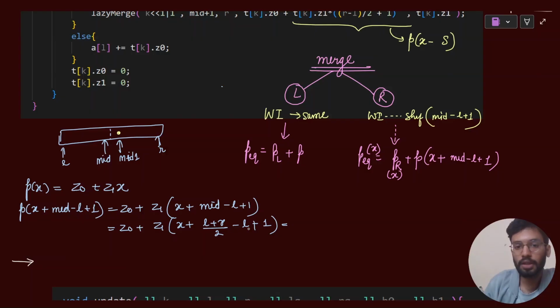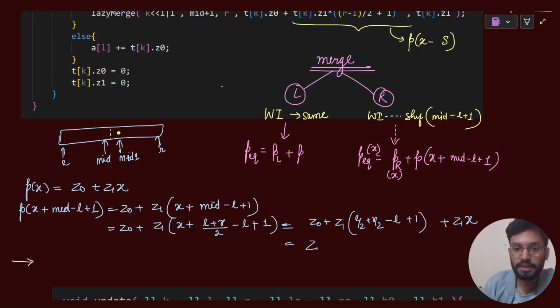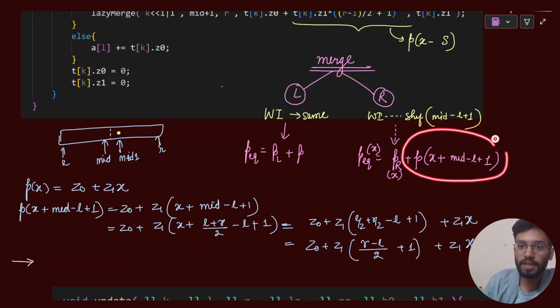So I will separate the x terms and the constant terms. So I would get z0 plus z1 into L by 2 plus r by 2 minus L plus 1 from the constant side and z1 into x from the x side. So this would be z0 plus z1 into r minus L by 2 plus 1 plus z1 into x. Finally, this is my p of x plus shift and I have to add it to p of r.